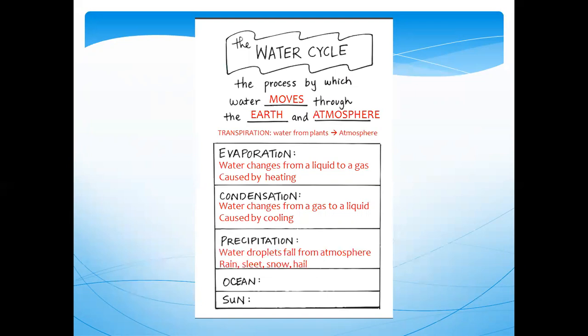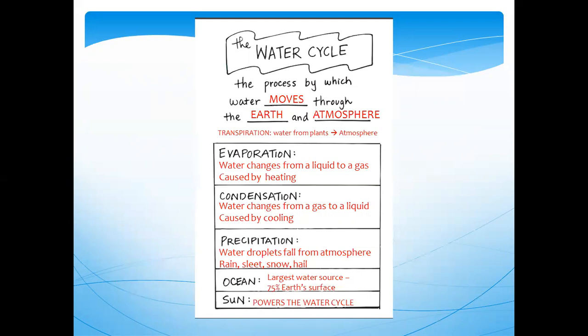Precipitation is going to be water droplets that fall from the atmosphere. This can be liquid rain. It can be solid precipitation, such as sleet, snow, or hail. The ocean is going to be a very important part of the water cycle. It is the largest source of water on Earth, making up 75% of Earth's surface. So yes, 75% of our water is salt water, but when it evaporates, it leaves that salt behind.